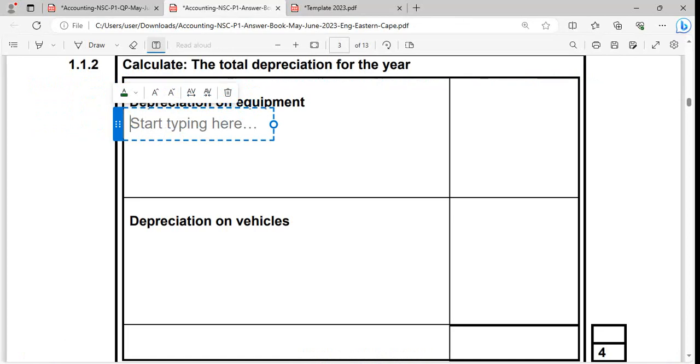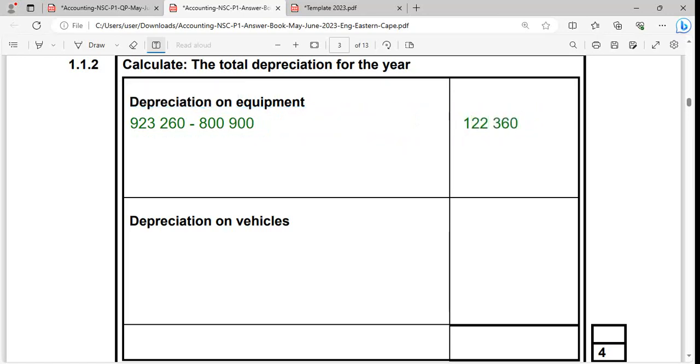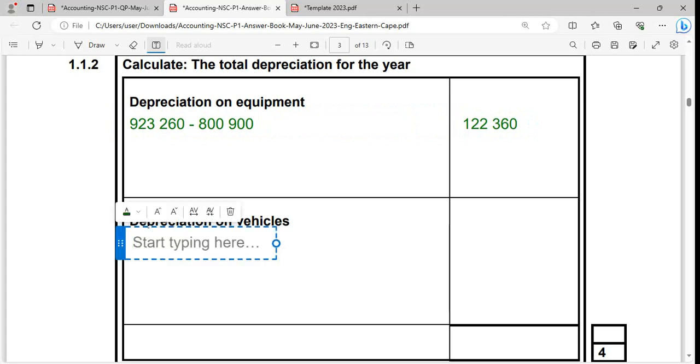So here we can show in our workings that we have 923,360 minus 800,900. So this gives us the depreciation amount of 122,360. And then now we want depreciation on vehicles.